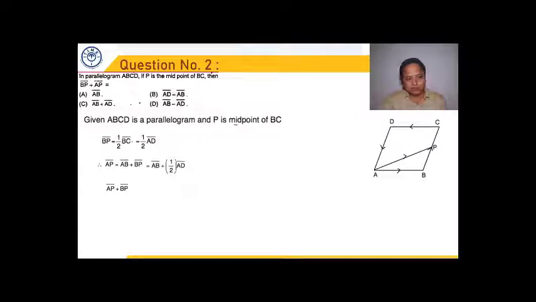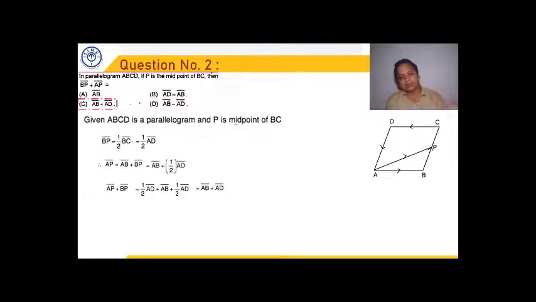Now if we substitute the value of BP and AP in the equation which we require to find the value, so AP is AB plus AD vector by 2 and BP is AD by 2. Can we say half of AD plus half of AD becomes AD? So this value leads to AB plus AD vector. So AP plus BP, the value of the one which we require to find, comes out equal to AB plus AD. And if we carefully look at the choices, we had our choice as choice C.